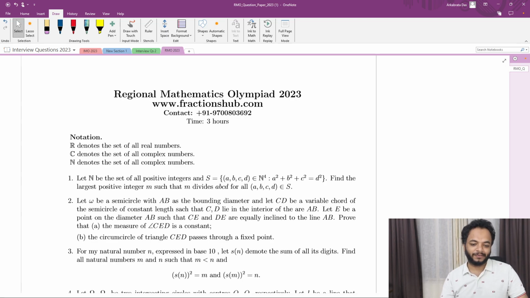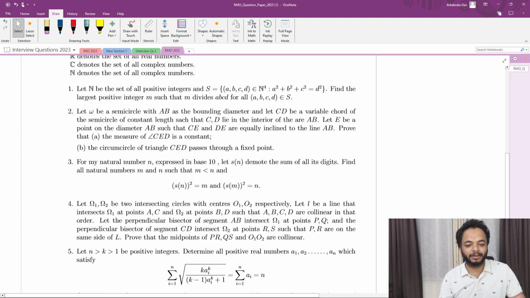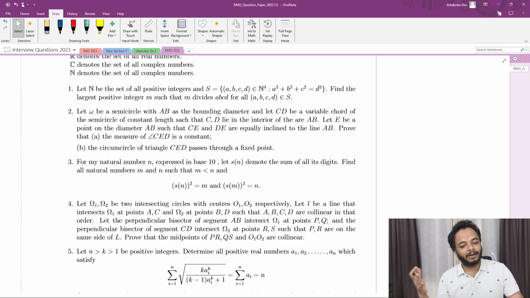Let's discuss the first problem of this paper, which is a number theory problem. You have this set S, where it has elements from N^4, that means (a, b, c, d), such that a square plus b square plus c square is equal to d square. All are natural numbers. Now you have to figure out the largest integer m which divides the product abcd for all such elements (a, b, c, d) belonging to the set S.